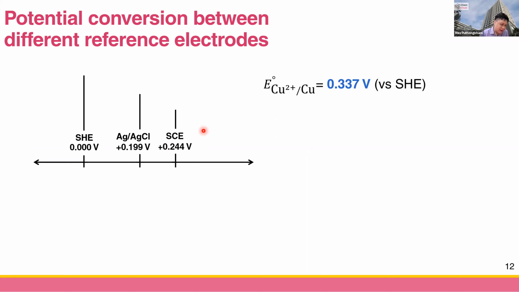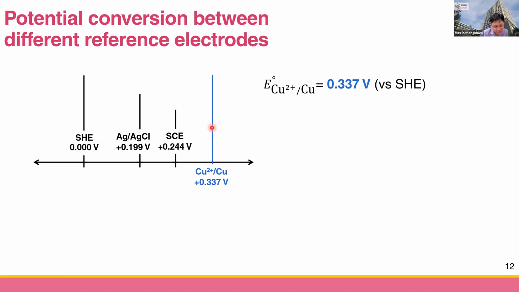This is very important that you should be able to do: convert the reference electrode from the SHE to silver chloride and to saturated calomel. This is basically arithmetic, but it may be a little bit confusing because you have positive and negative signs. So let's do it together. Let's put on the number line the electrode potential of copper, which is 0.337 volt.